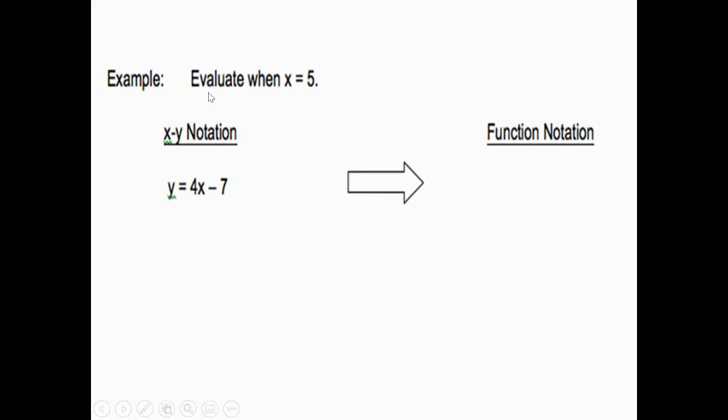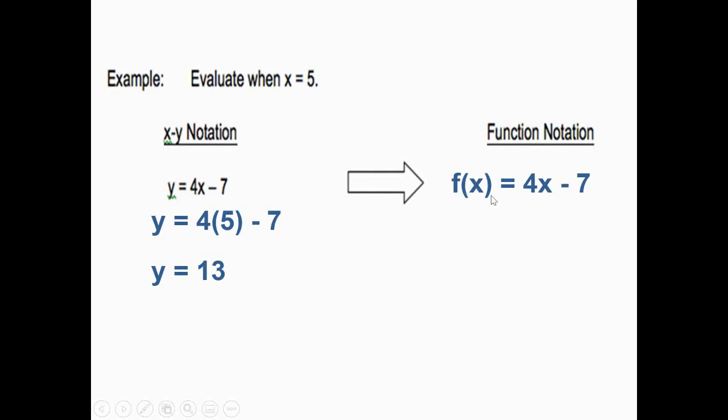Now, let's look at another example of that. Let's say we had this example. Evaluate when x equals 5. Here we have xy notation, our normal equation here, y and x. Well, in this case, when x equals 5, we simply rewrite the equation, replace the x with 5, and we solve for y. In this case, 13.